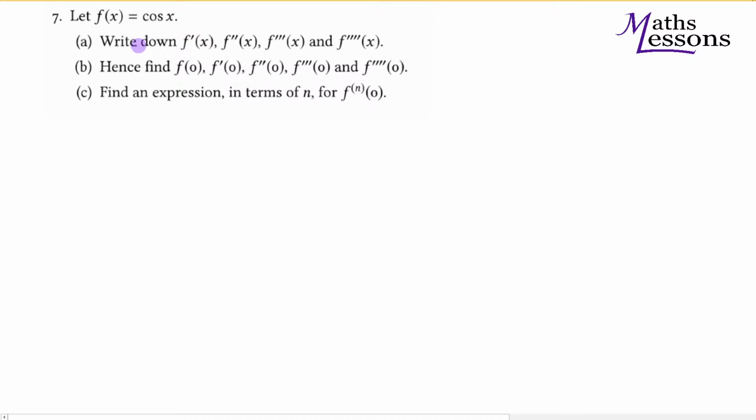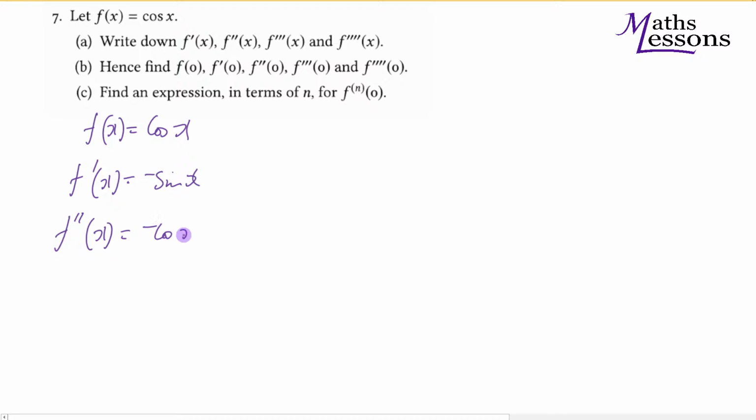Right, for our last question. So what we need to do is we need to differentiate f of x several times. So f of x is equal to cos x. F dashed of x is equal to minus sine of x. F second derivative is going to be minus cos of x. F triple dash, or triple prime, or whatever you want to call it, is going to be sine x. And the fourth derivative will be equal to cos of x.